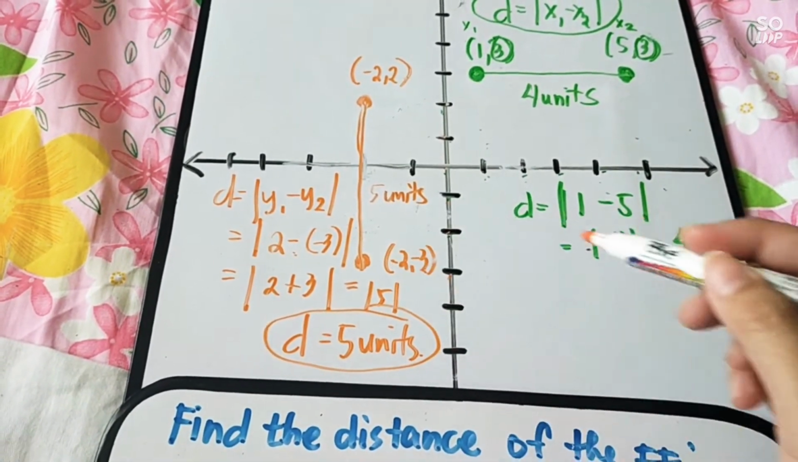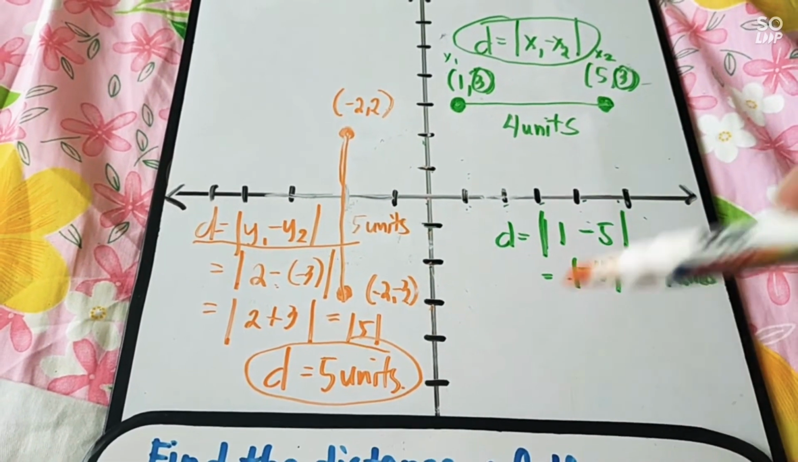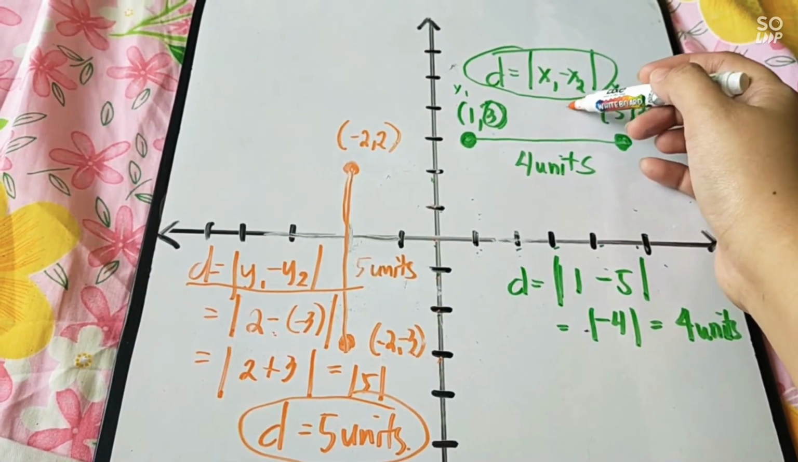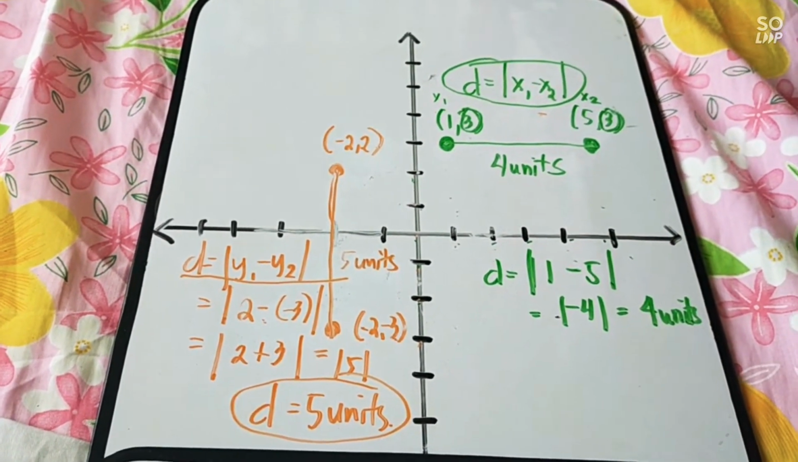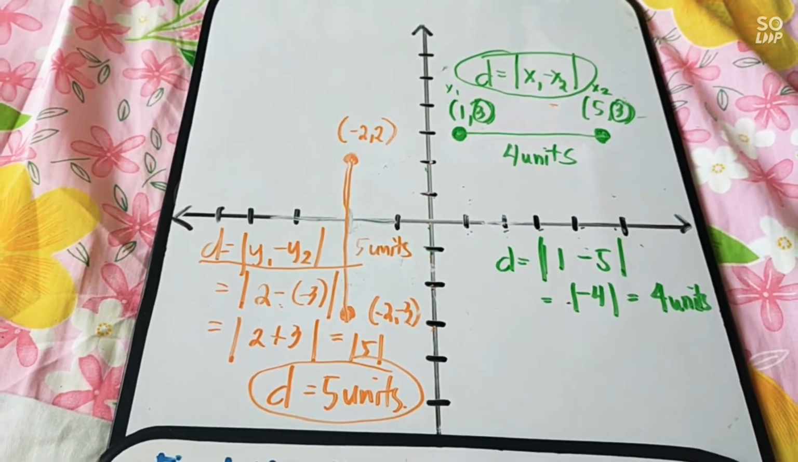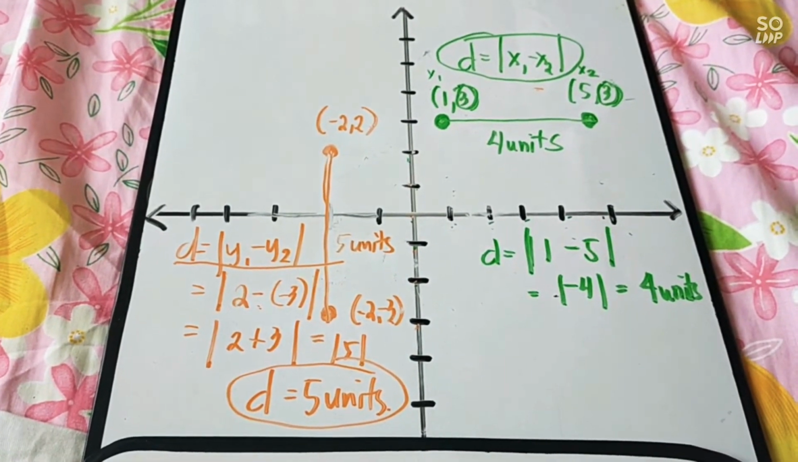So, this would be your formula when your x is the same. When your y is the same, that is the other formula for the distance so that you no longer need to use a Cartesian plane. Is it clear? So, let's move on to the next example.